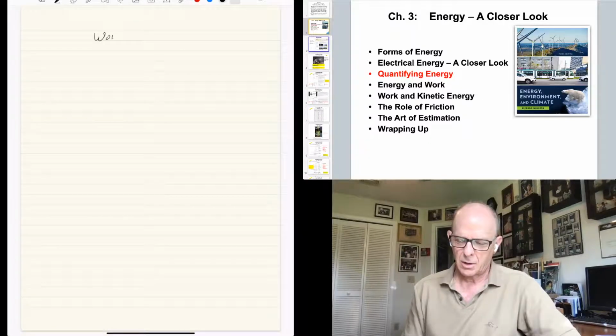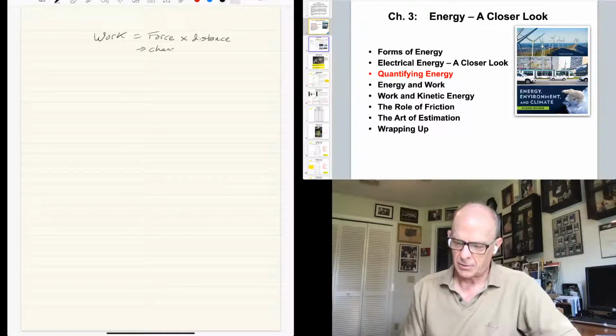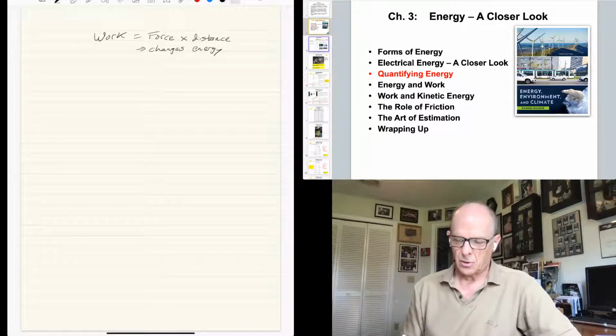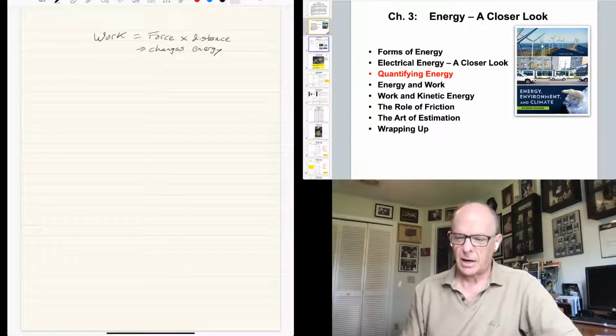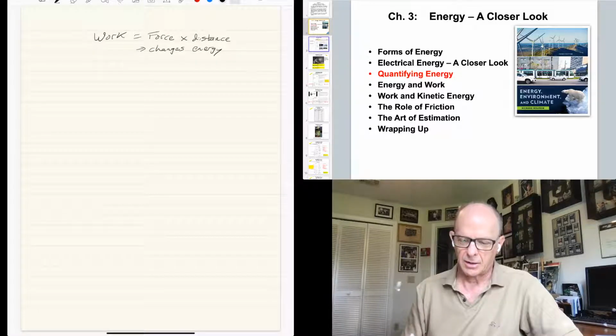So work in the physics sense is a force acting on something over a distance, and work changes the energy of that object. So work equals force times distance is a type of energy. It's the energy done by a force acting on an object.